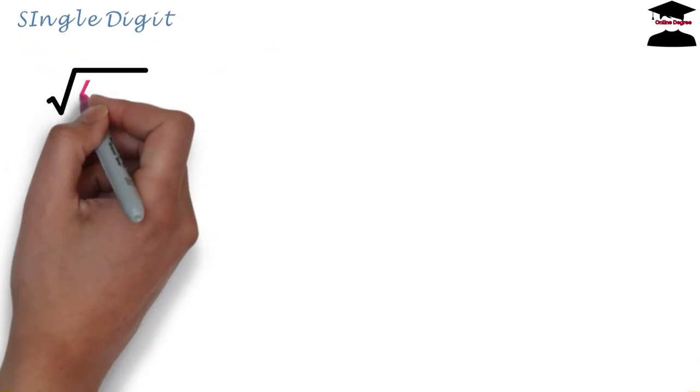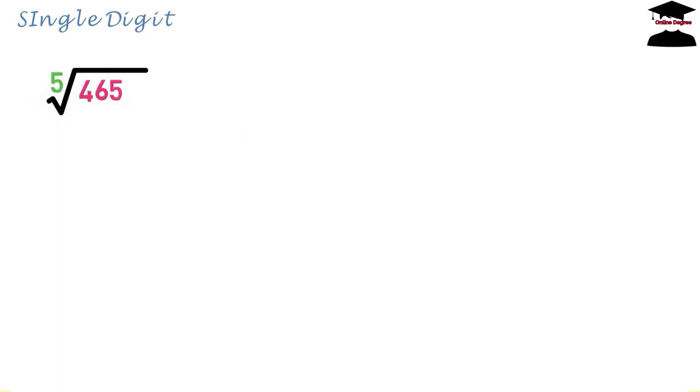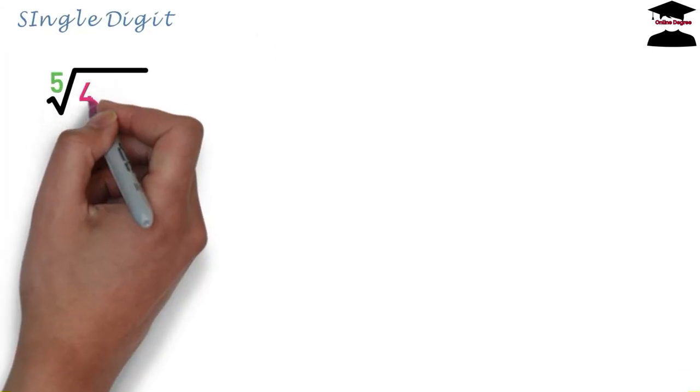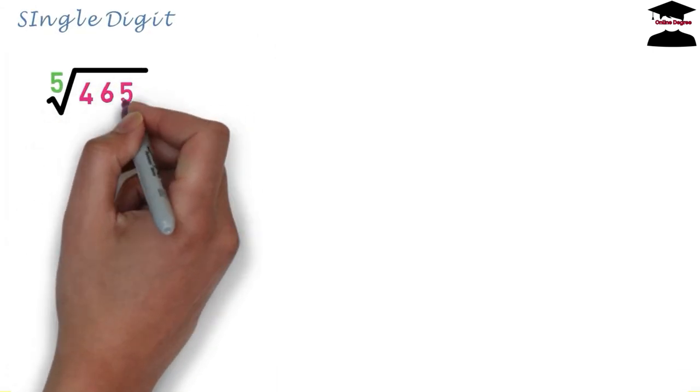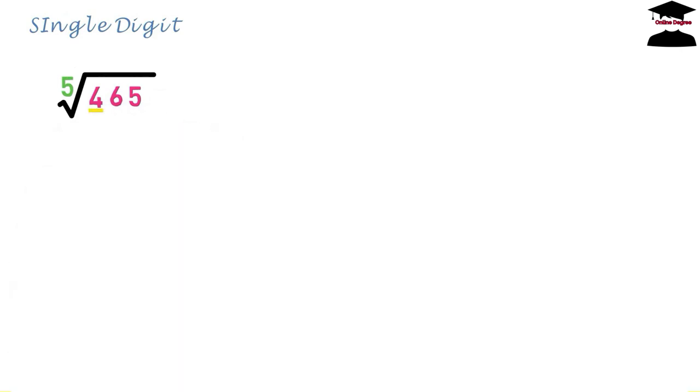Let's start with a single digit one. So first I'm going to take the small number. I'm going to take 465 divided by the number 5. So my dividend is 465 and divisor is 5. First step, you need to space it out. So you need to give some space between the numbers.